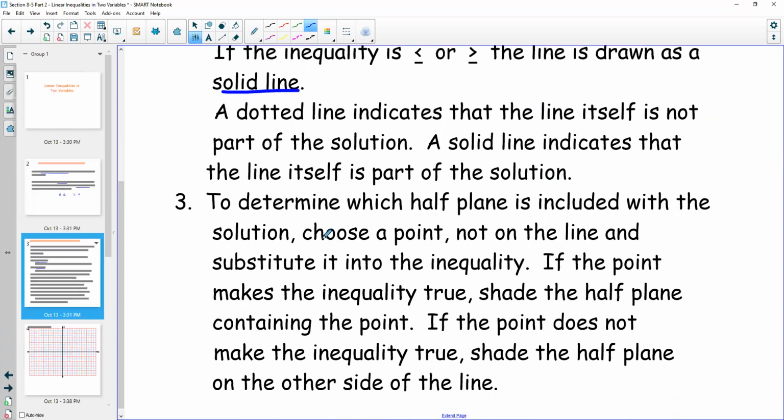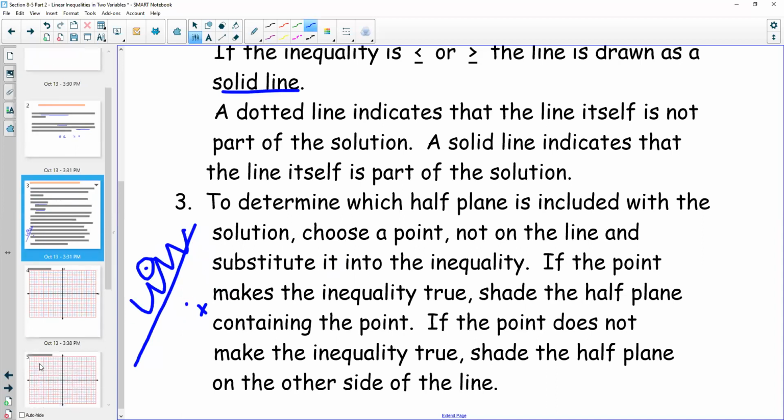And then you have to decide which side to shade. Basically, what you do is you choose a point. Here's my line. Choose a point over here, and you choose a point over here. If this one makes the inequality true and this one does not, we shade this way, or vice versa. If neither point works, you need to check your work. So let's try a couple.